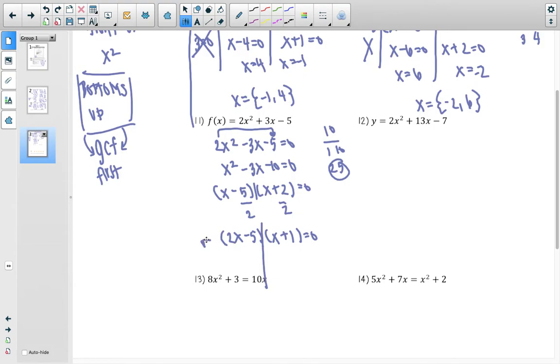I'm going to write this over here because I'm running out of room. 2x minus 5 equals 0. We add the 5 over. And x equals 5 over 2. We're going to set this x plus 1 equal to 0 and subtract the 1, and you get the answer. So final answer for this is, oops, I forgot a negative. Ooh.